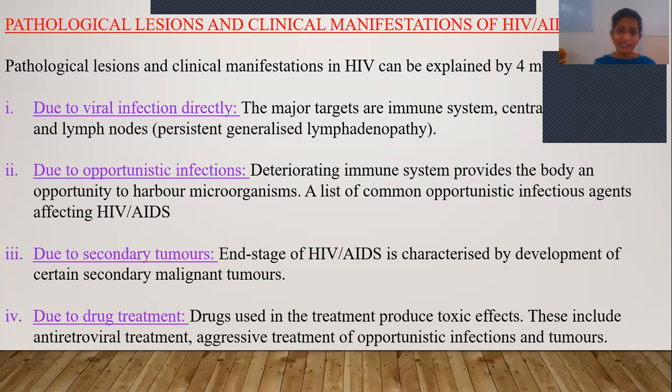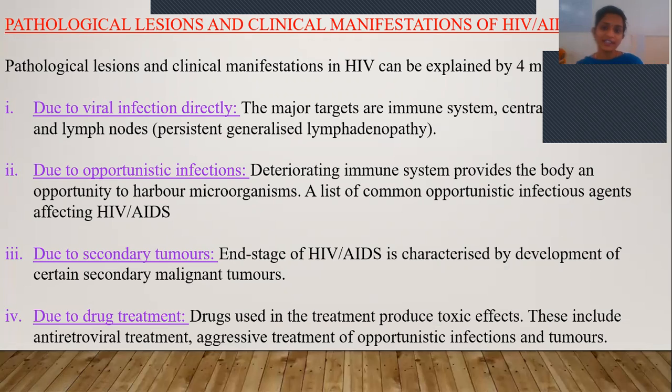Because of this direct infection, whatever immunological reaction our body shows will be seen as lesions. It will be seen in the central nervous system and also in the lymph nodes. In lymph nodes, it can be seen as persistent generalized lymphadenopathy. And then due to opportunistic infections.